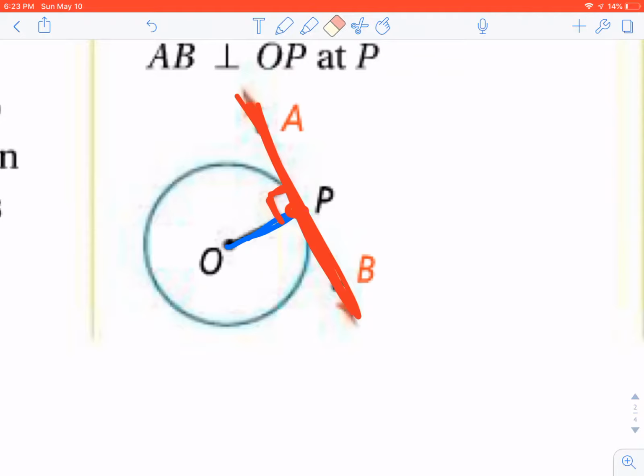The original theorem said if a line is tangent, then it creates a 90-degree angle with the radius. Now I'm saying if a line and a radius on a circle create a 90-degree angle, then that line must be tangent to that circle.